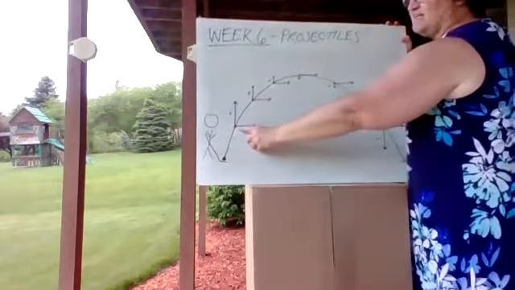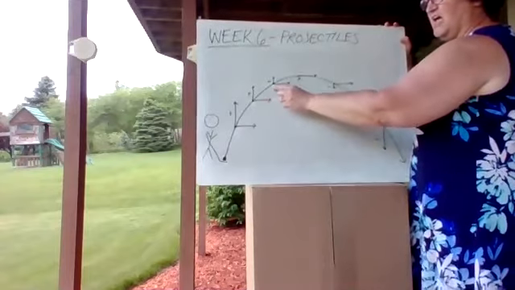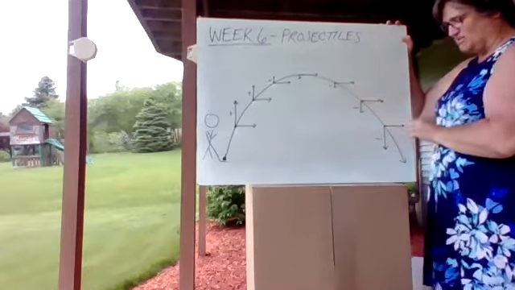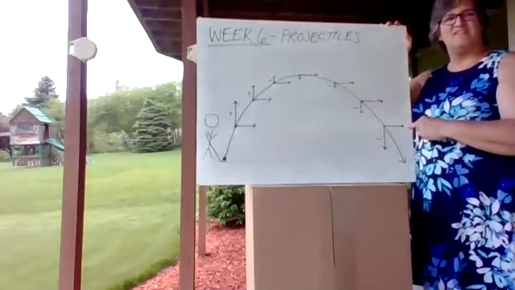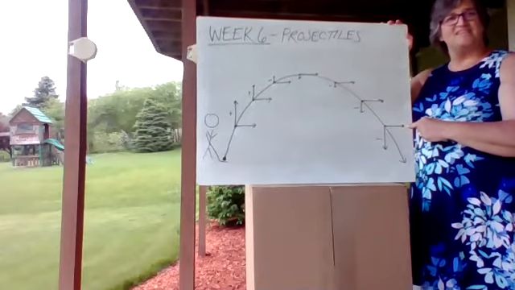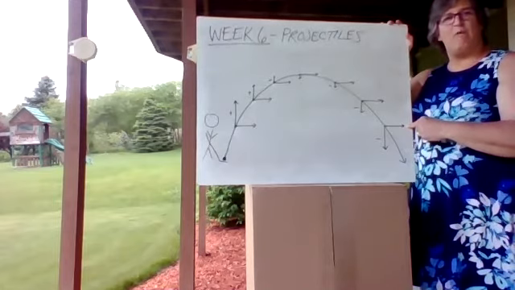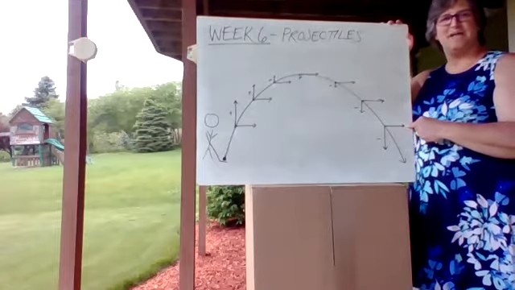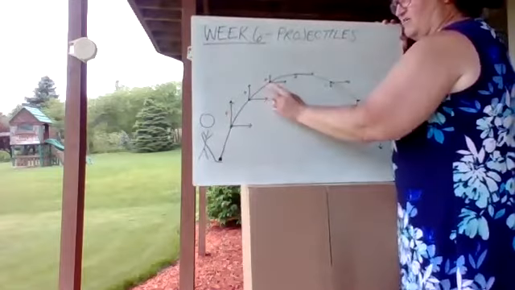So you will notice that the horizontal vector on curved motion is always a constant speed. You will notice that every single one of those horizontal arrows is the exact same length. And the reason is because the horizontal vector is the vector that follows Newton's first law. It's the vector that wants this object to go in a straight line at the exact same speed and not change. These are your vertical vectors.